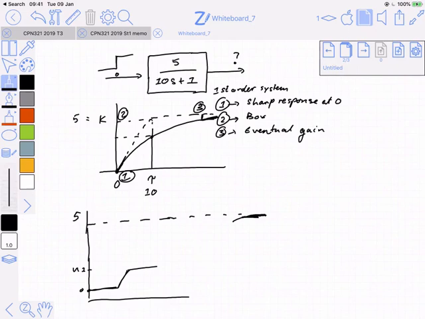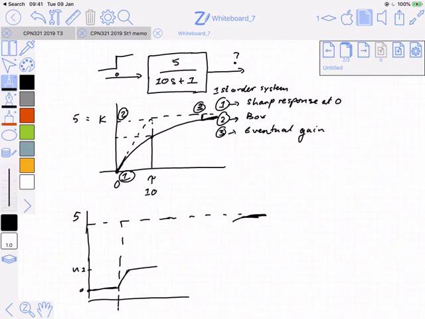Now, also, nothing will happen while the input is 0. And the output will only start changing once the input starts changing. However, in this case, the output will not have a sharp corner. The sharp corner is because of the discontinuity in the input. This input does not have a discontinuity. It is a continuous input. It is first order continuous, the input here, right? Which means that I expect the output to be second order continuous.